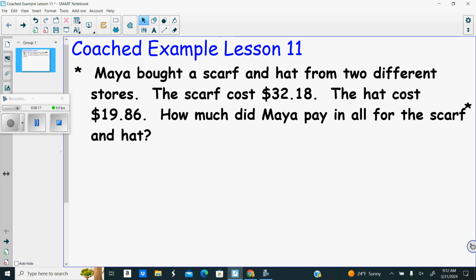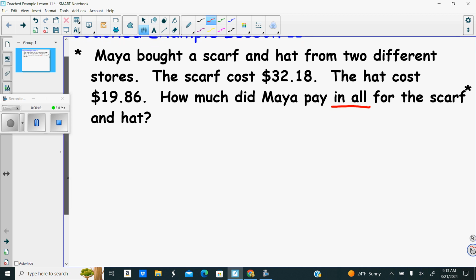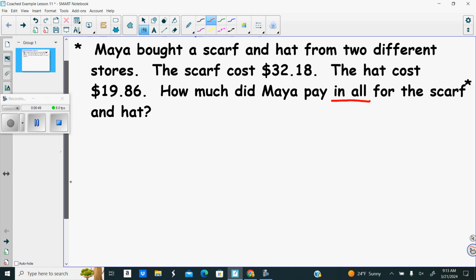It says Maya bought a scarf and a hat from two different stores. The scarf cost $32.18. The hat cost $19.86. How much did Maya pay in all for the scarf and hat? In this problem, we're going to add the decimals because it uses the words in all. We're finding the total for both, given the part that the scarf cost and the part that the hat costs.